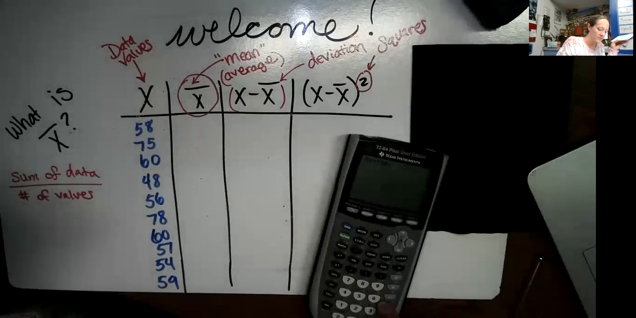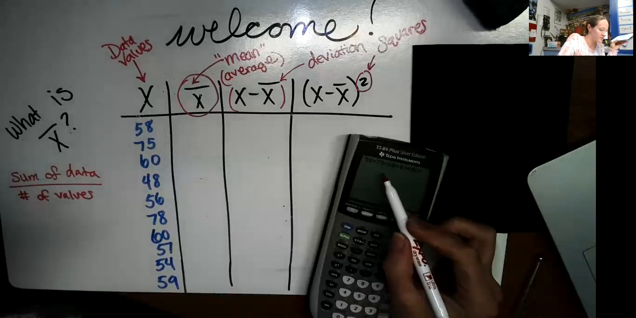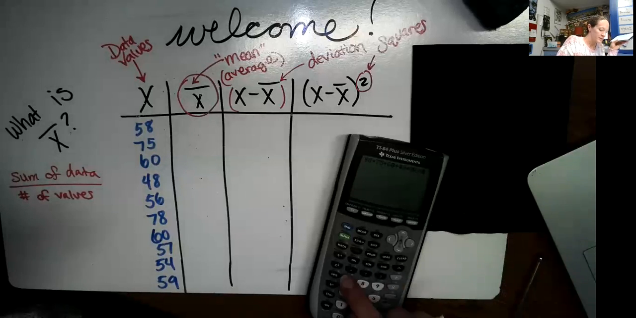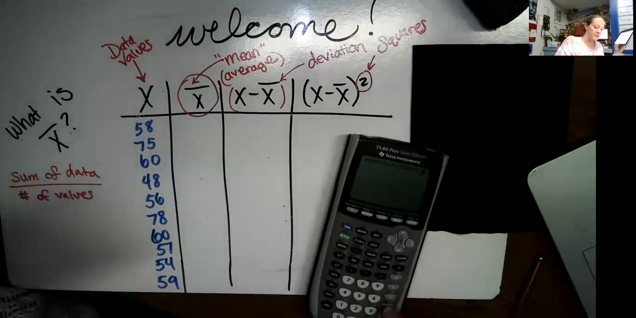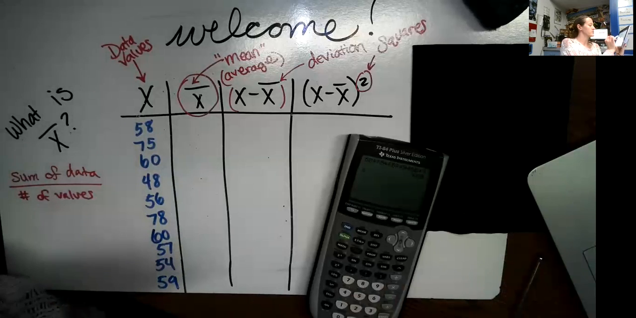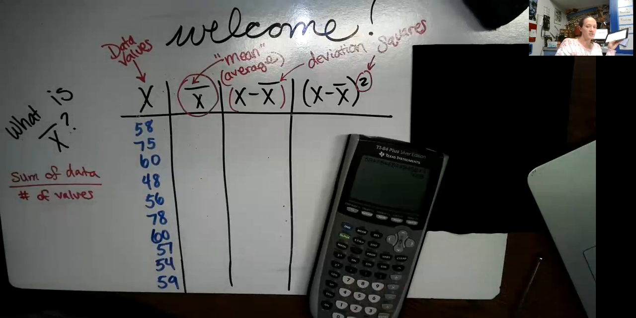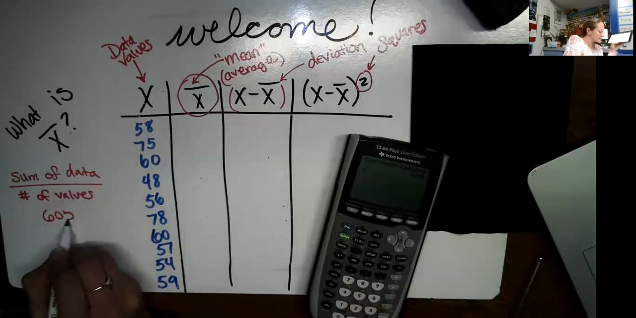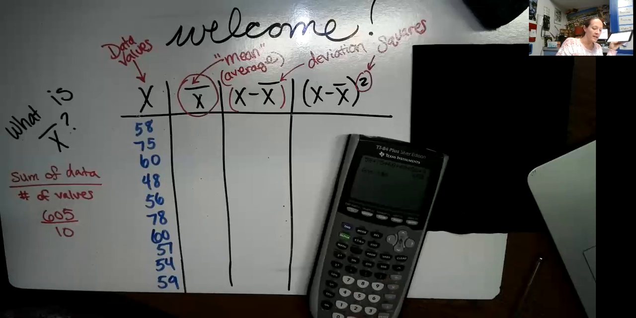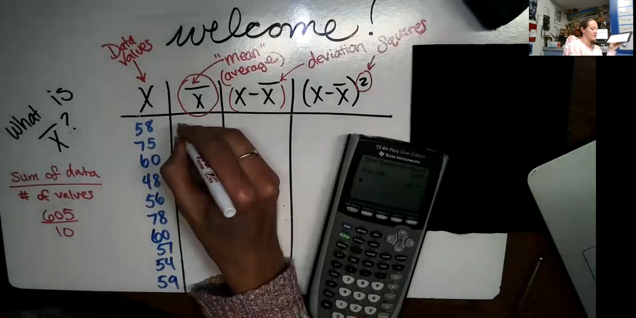58 plus 75 plus 60 plus 48 plus 56, making sure I'm typing them in right or else everything's going to be off. Then I have plus 78 plus 60 plus 57 plus 54 plus 59. As I was doing each of those, you guys should have been counting up: 1, 2, 3, 4, 5, 6, 7, 8, 9. Did you figure out that there were 10 different values? When I add up all of them, I get 605, and I need to divide by those 10 values. So if I divide by 10, I end up with a mean of 60.5.